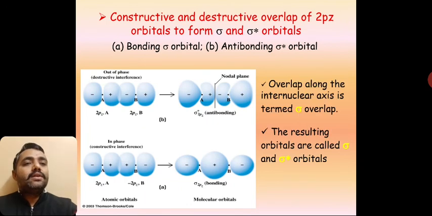Next, overlap along the internuclear axis is termed sigma overlap. The resulting orbitals are called sigma and sigma star orbitals.